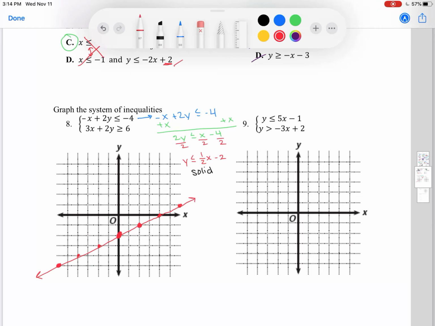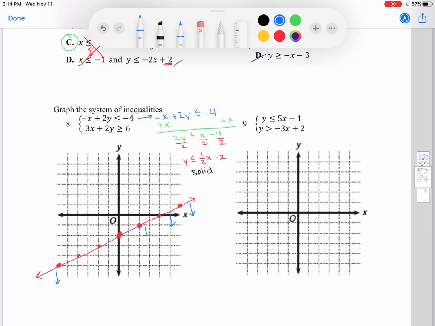And then my slope's going to tell me I'm going up 1, right 2. Up 1, right 2. Get as many points as you can. And then when we get to connect the dots, we can use a solid line.